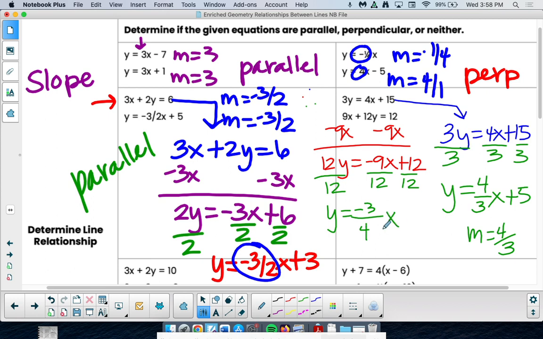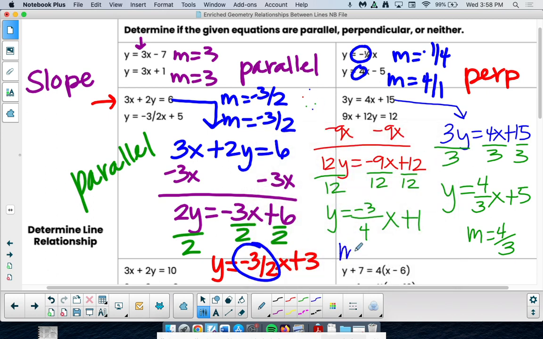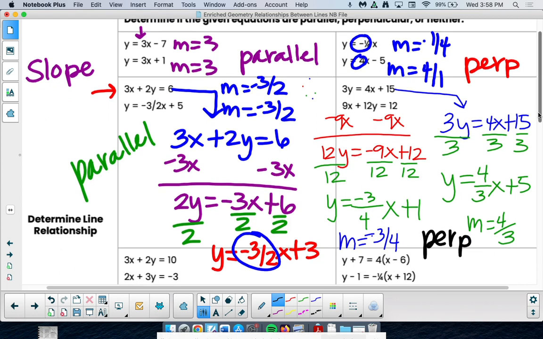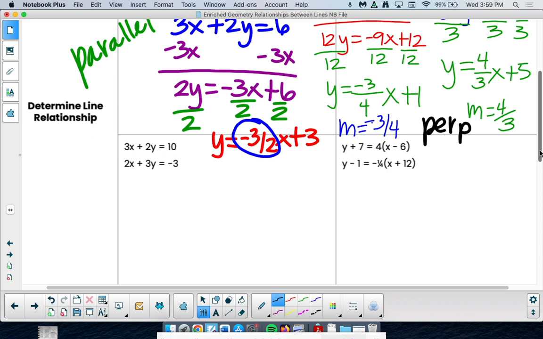-3/4 x plus 1. So if we look here, folks, we have a slope of -3/4 and 4/3. Those are opposite reciprocals, so those are also perpendicular. They're perp. Good work.